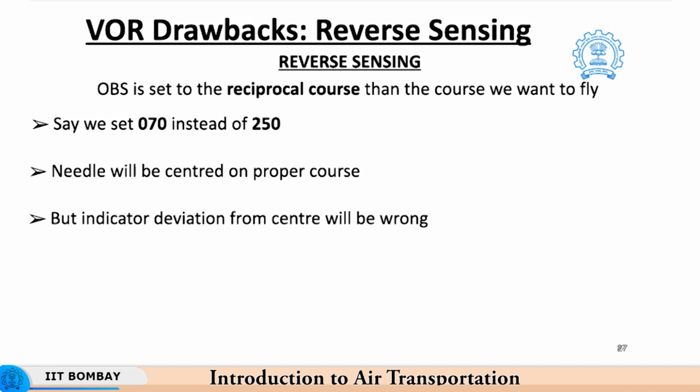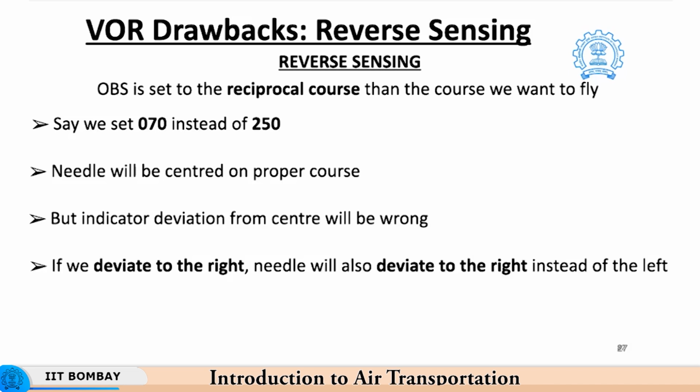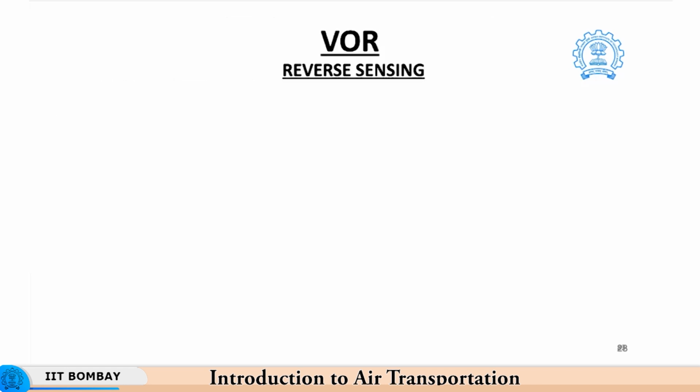However, in such a case, when there is reciprocity of the overall calibration, the indicator will show the deviation in an opposite manner. So if we are actually deviated to the right, the needle will also deviate to the right instead of being on to the left. So the CDI will be showing the pilot to deflect in a direction opposite to what is actually required.